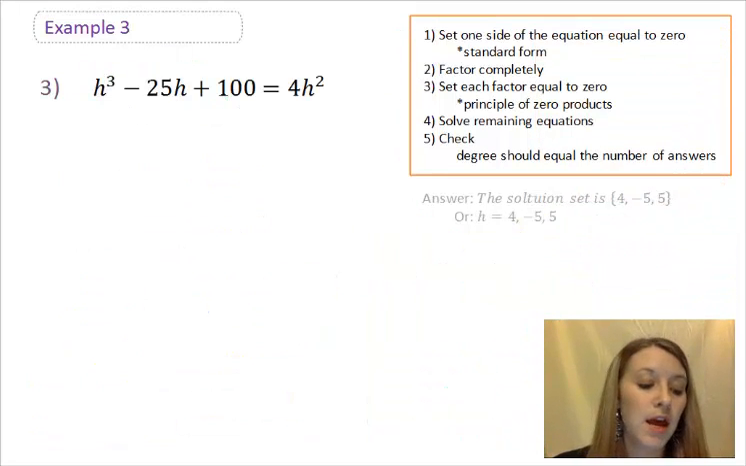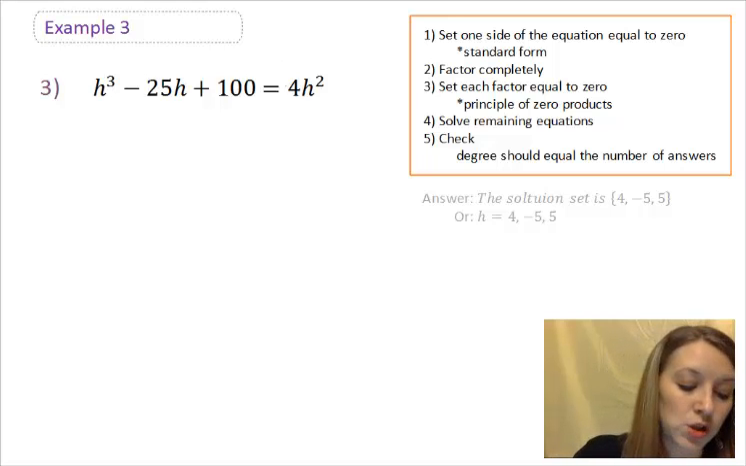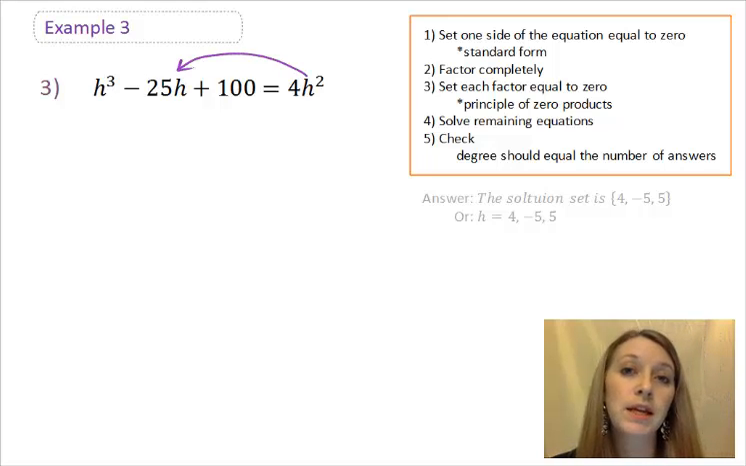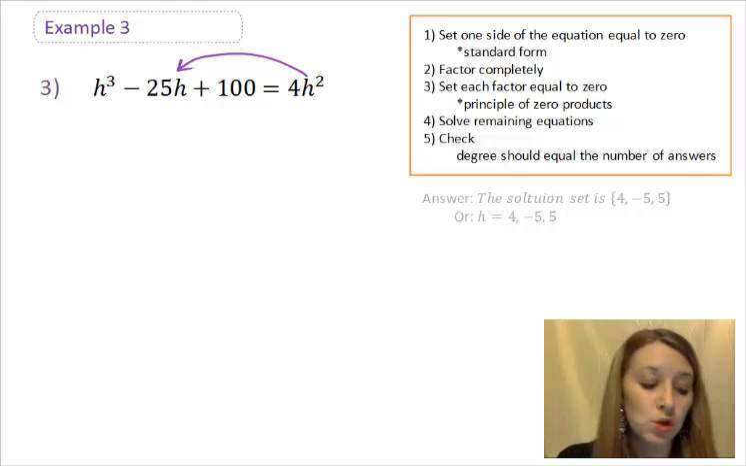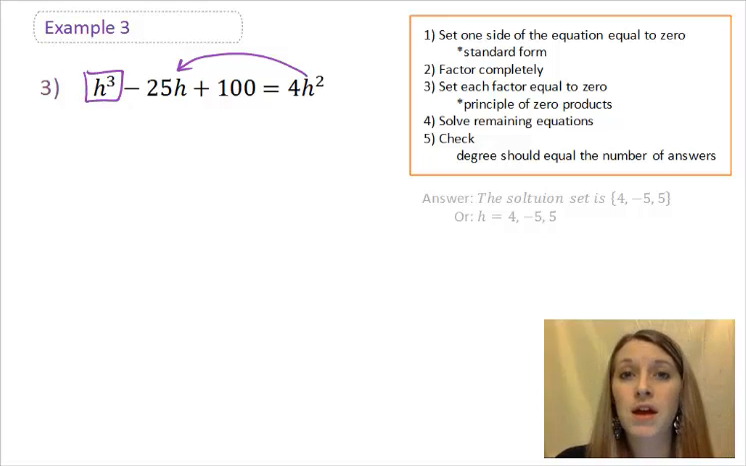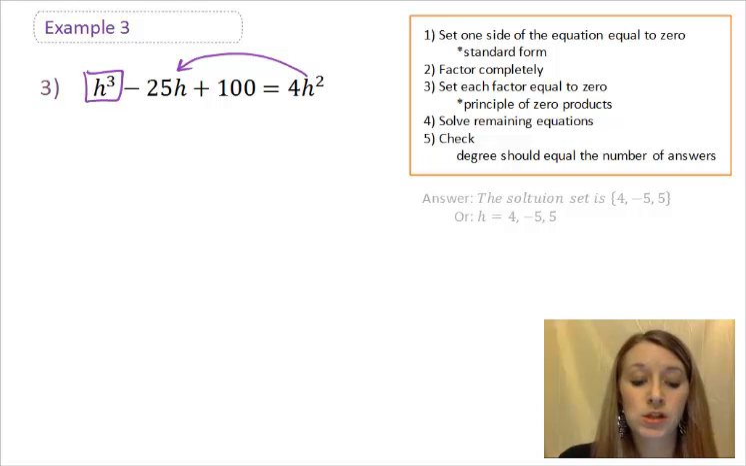Example 3. h cubed minus 25h plus 100 is equal to 4h squared. My first step is to set everything equal to 0. And the best way to go about this one is to move this 4h squared to the left, because I want my leading term, the one with the highest degree, which is this h cubed, to be positive. It makes your factoring step much easier.